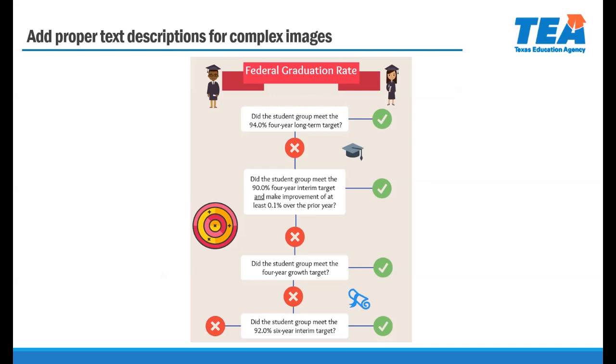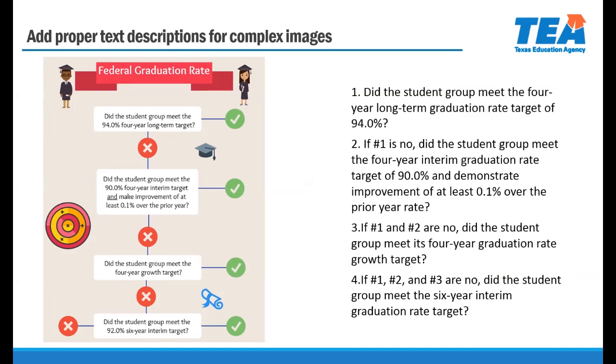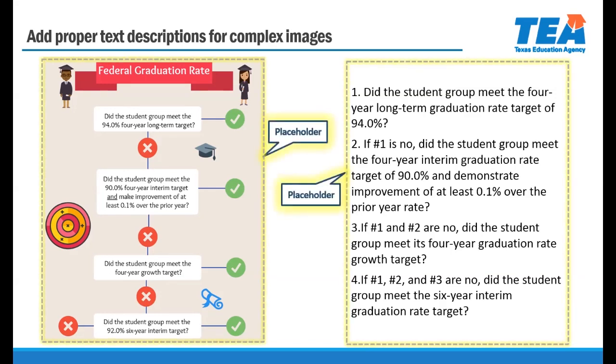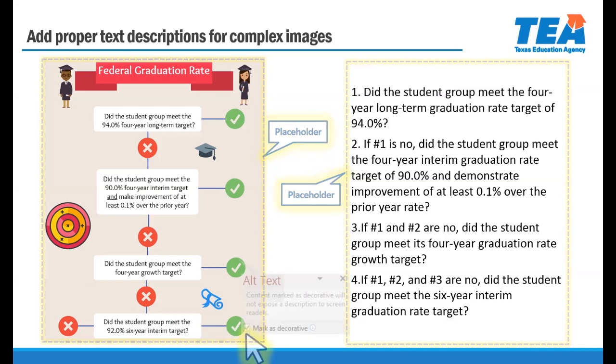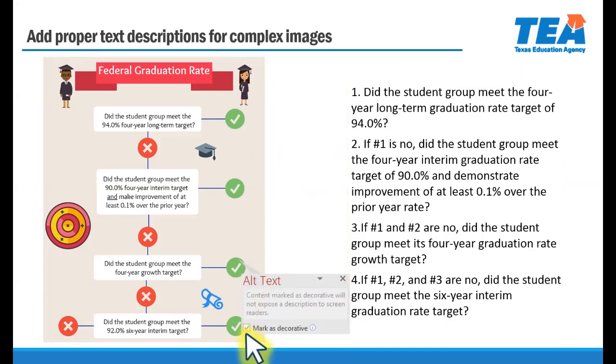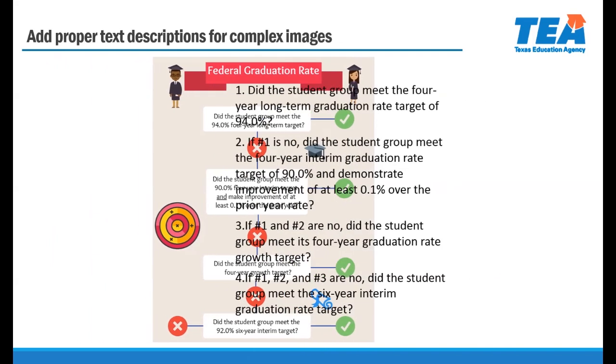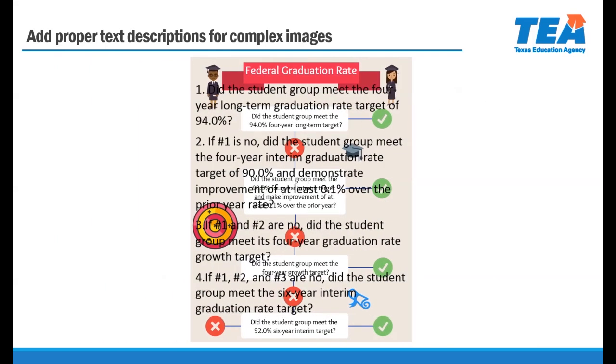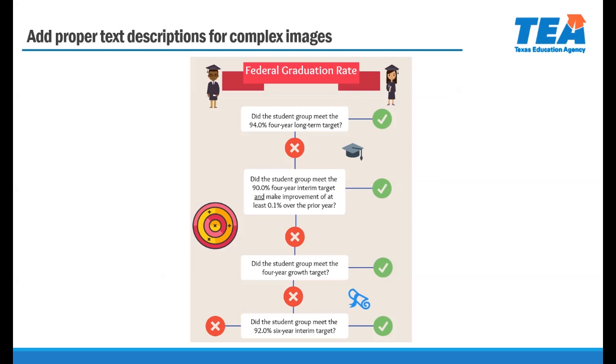When working with complex images that convey a lot of information, the best accessible method is to describe the information in a text summary. Place the image and the text in separate placeholders. Mark the image decorative in the alt text panel, and overlay the placeholders over each other. If the text is over the image, arrange the image to be brought to the front and cover the text. You now have a complex image with a text summary that only screen readers will find. This method will also work on converted PDFs.